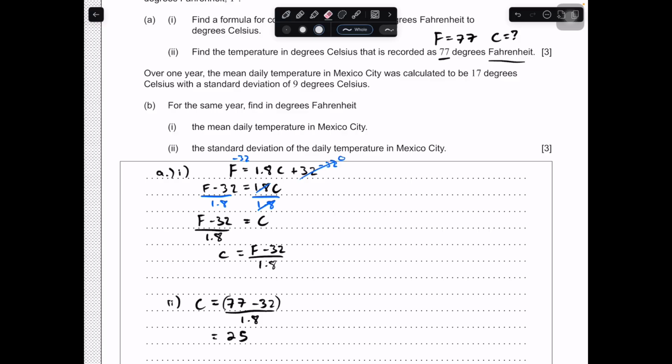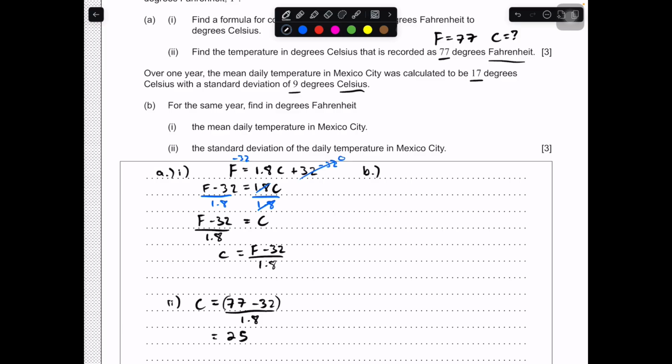Part B, let's go on. Over 1 year, the mean daily temperature in Mexico City was calculated to be 17 degrees Celsius with a standard deviation of 9 degrees Celsius. All right. For the same year, find in degrees Fahrenheit the mean daily temperature in Mexico City and the standard deviation of the daily temperature in Mexico City.